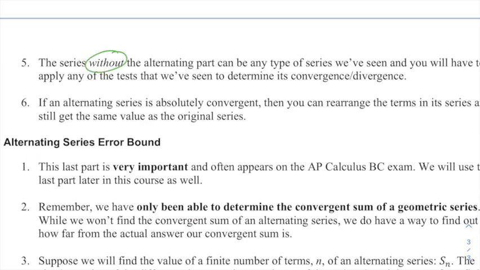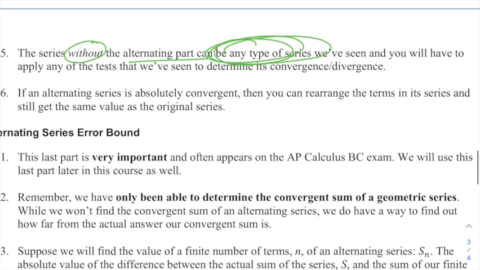And so, number 5, the series without the alternating part can be any type of series that we've seen. And you'll have to apply any of the tests that we've seen to determine that part's divergence and convergence. So you take out the alternating part, maybe you have a p-series, maybe you have a geometric series, maybe you won't have either of those, and then you have to run through your tests. We already did the nth term test, so then maybe you're going to have to do the ratio test. Hopefully that's what you have to do. Or maybe the integral test, or the direct comparison test, the limit comparison test.